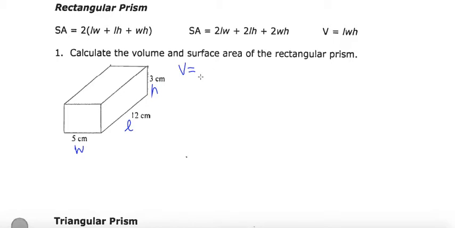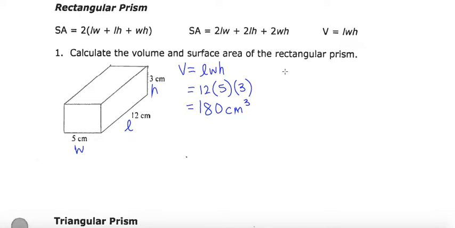So the volume is length times width times height. So we're going to do 12 times 5 times 3. You can multiply all three in one step. So 12 times 5 times 3 gives us 180. And we have to make sure that we always include our units. Our units are centimeters, and because we've calculated the volume, we have cubed units, or centimeters cubed.